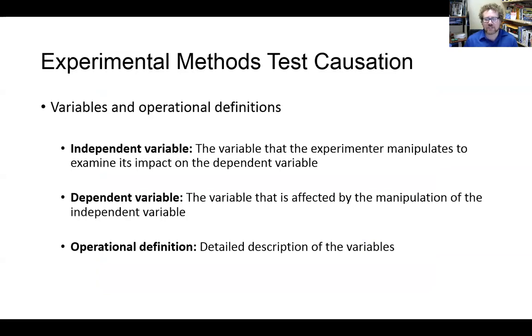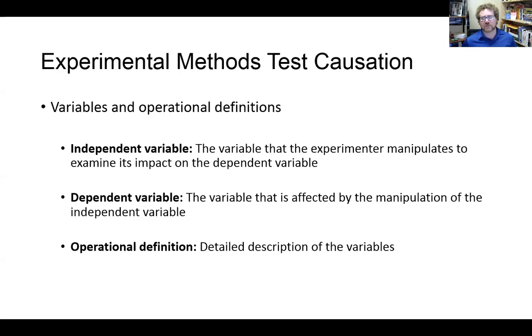So with the experimental method, what you have are two groups of people at minimum. You have what's called a control group and a treatment group. The treatment group is given some sort of treatment, like a drug, for example, and the control group is not given the drug. They're given a sugar pill, and you look at how they change in some outcome.